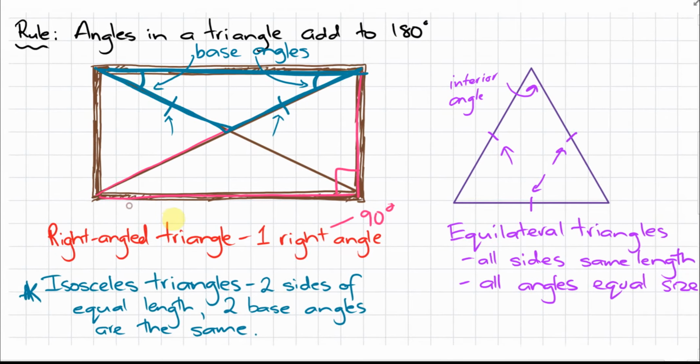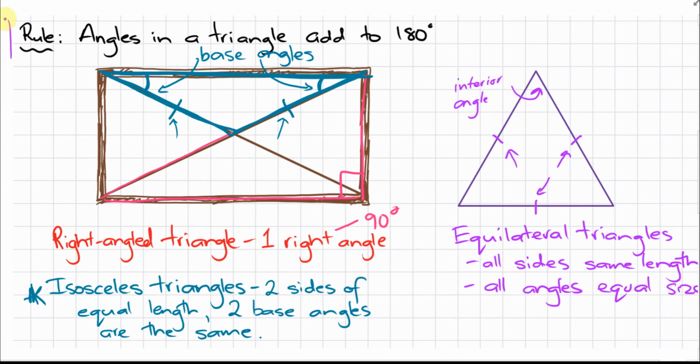Now if I just scroll back to this most important rule here, which I skipped at the beginning, angles in a triangle add to 180 degrees. So regardless of the triangle, all the interior angles will add to 180 degrees. So if we go back to the equilateral triangle here, that would mean that each interior angle would be 60 degrees. So 60, 60, and this angle here would also be 60 degrees. So that's for equilateral triangles.